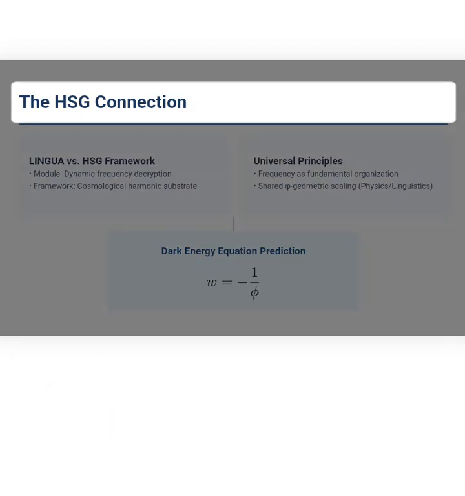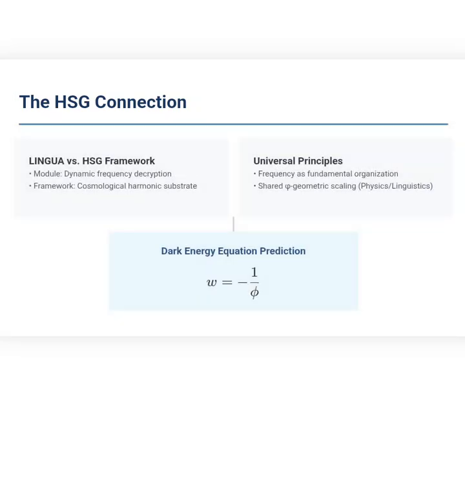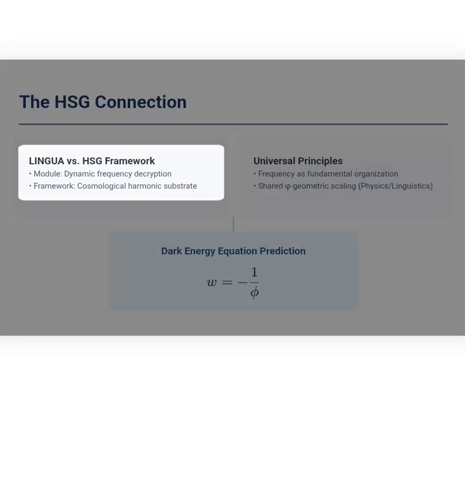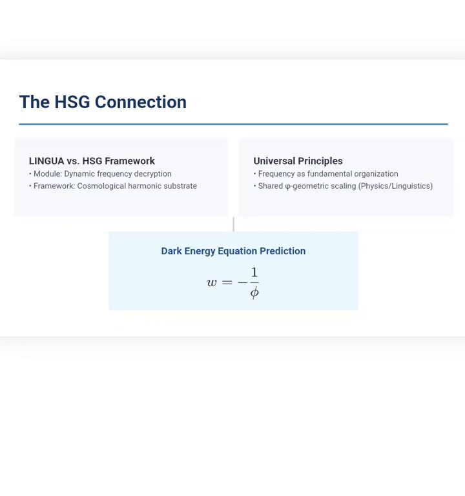Now that we've seen how the decoding workflow produces a linguistic output, we must address the why behind these patterns. This brings us to the HSG connection, situating our research within the broader harmonic substrate gravity framework. The Lingua module we have utilized is essentially a linguistic application of the HSG framework. It treats phonetics as dynamic frequencies, suggesting that the structures we find in the Voynich Manuscript aren't just arbitrary symbols, but are governed by the same laws as physical matter.